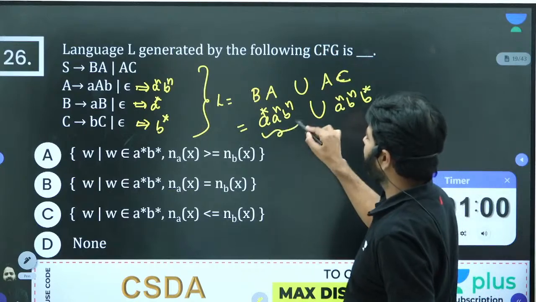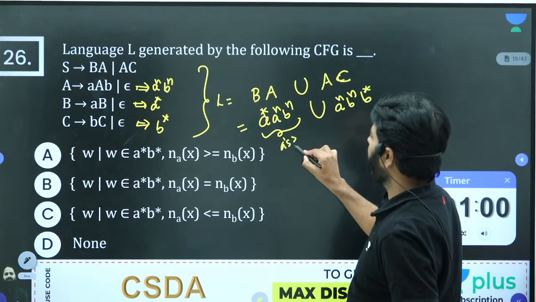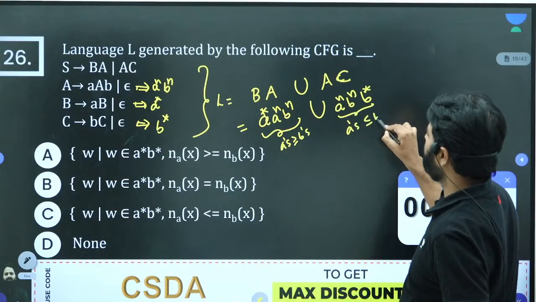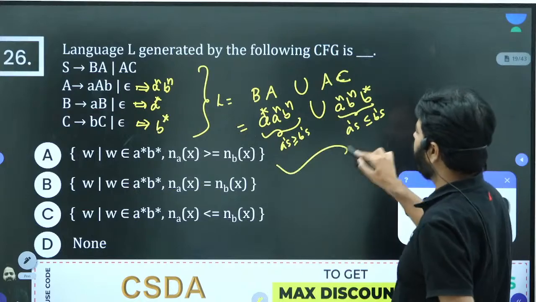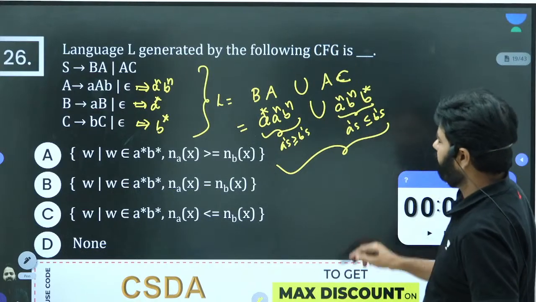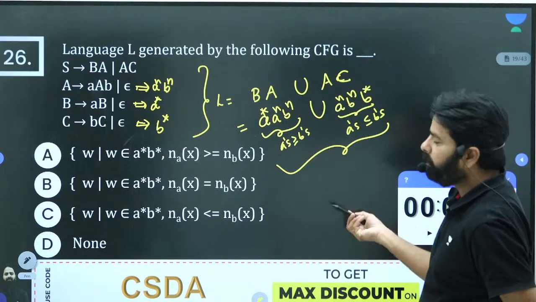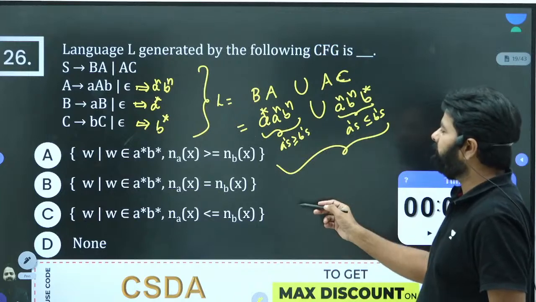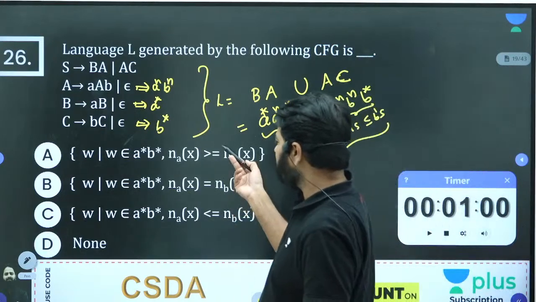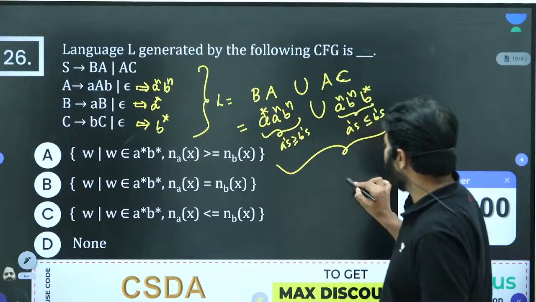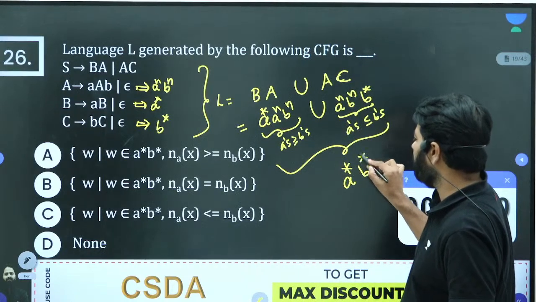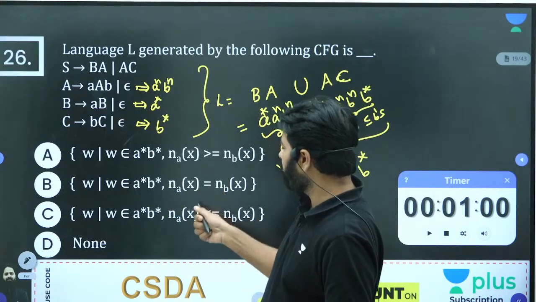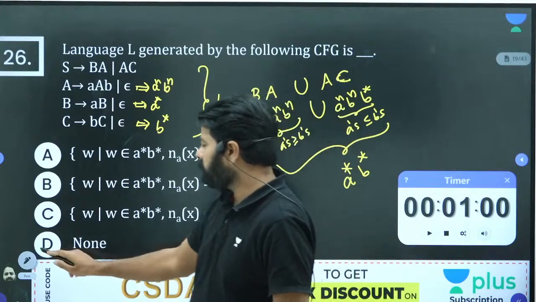Now here what happens? A's are greater than or equal to B's. Here A's are less than or equal to B's. And when you do the union, what happens? Any A's and B's, no condition, right? You have greater, you have less than, you have equal, all of them. So is any of these matching? No, the actual answer will be A star, B star. Of course, W belongs to A star, B star. Here greater than or equal is only covered, here equal is covered, here less than or equal to. The answer should be none of these.